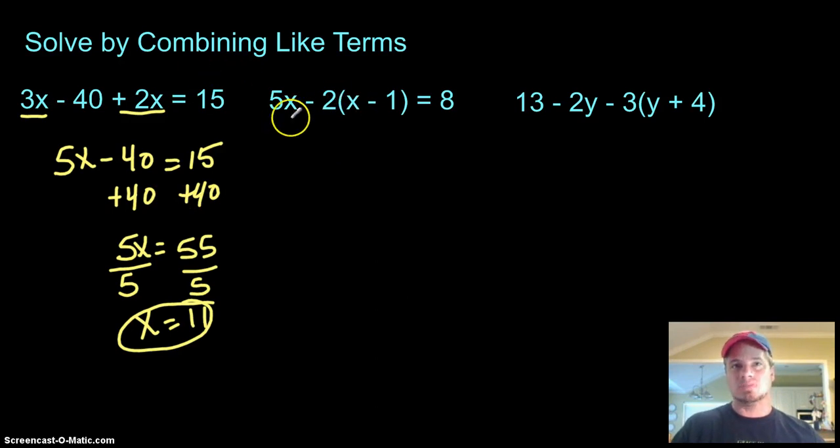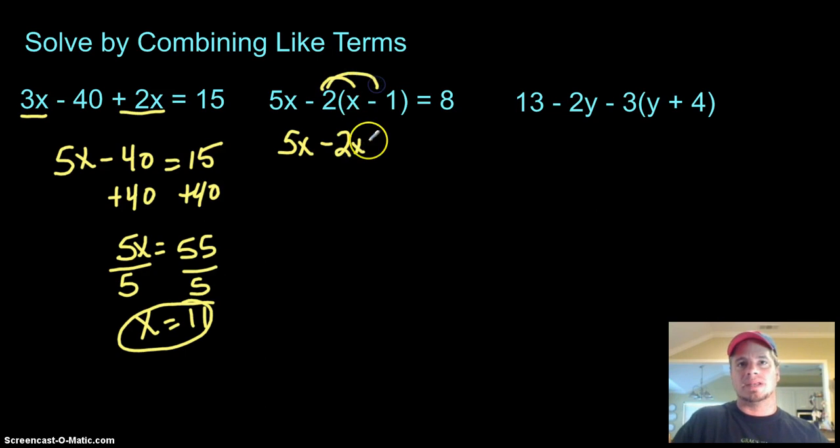So when I see this problem right here, I see parentheses, and it's something I want to get rid of. I want to get rid of the parentheses first. The 5x has nothing to do with the parentheses, so I'm just going to write it down right here. Then I'm going to take this negative 2 and multiply it by x. That gives me a negative 2x. I'm going to take this negative 2 and multiply it by negative 1. That gives me a positive 2. And that equals 8.